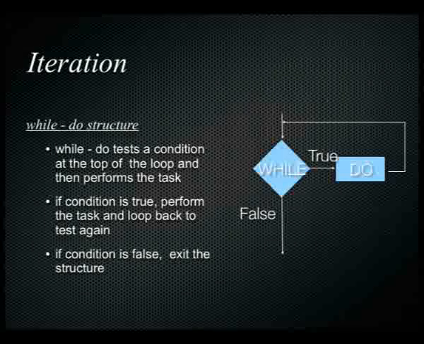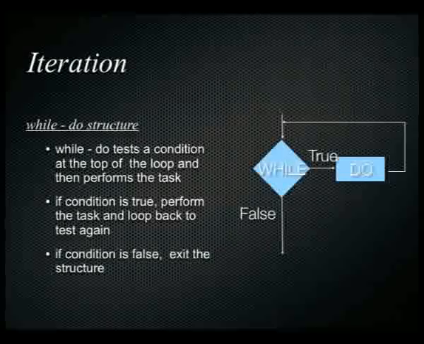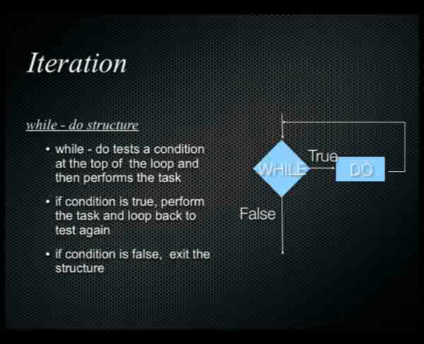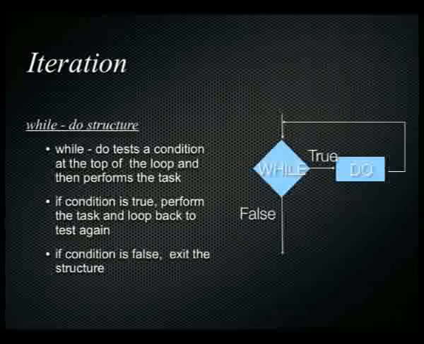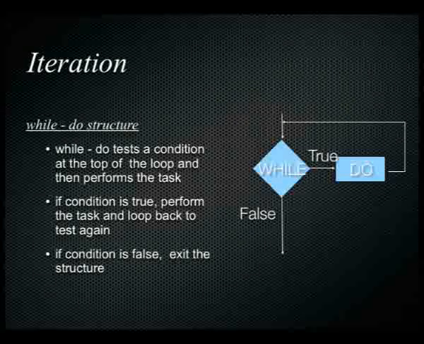So as long as the condition is true, we keep doing the do and repeating: come back, check the condition, do the do instructions, come back, check the condition, do the do instructions. The second that condition is false, we simply continue down the false path, which means we've broken out of that loop. So like before, there is one entry point into this control structure and one exit point out of this control structure.